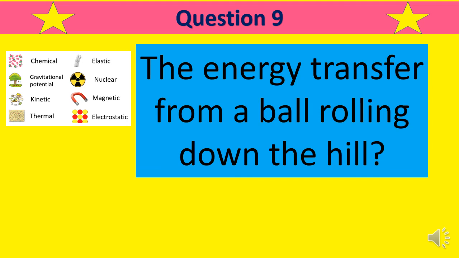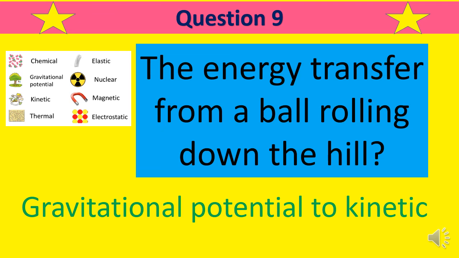3, 2, 1. So it's gravitational potential because the ball is high up and it's rolling. So it's rolling, which means it's moving. So it's going to kinetic. Well done if you manage to get both of them or any one of them correct. Well done.